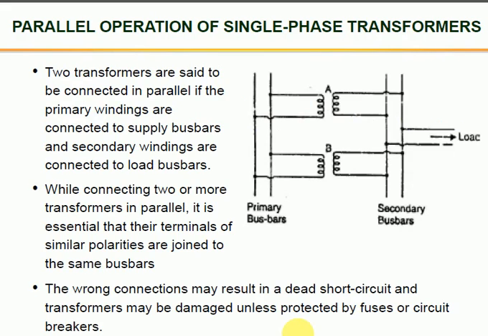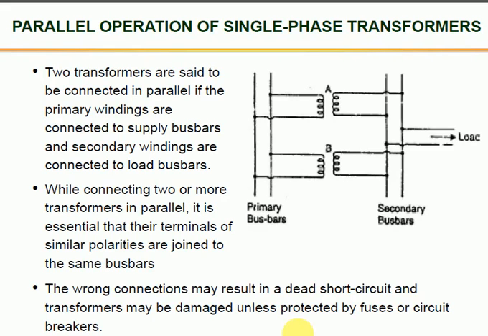Parallel operation, what is parallel operation actually? Basically, when we require more load, or the load on the transformer increases, we need to connect two transformers at one place. So we add a transformer, and it should be connected in such a way that it does not affect the general operation of the system.